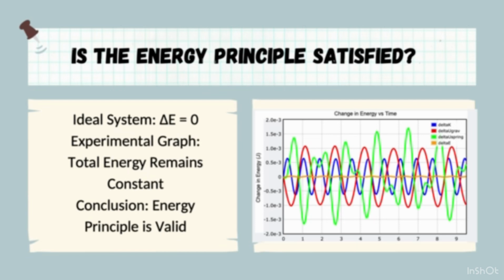So next, is the energy principle satisfied? In our model, no external forces act on the system, meaning the total energy should remain constant. And I think that my graph actually does confirm this. You can see there's a bit of discrepancy. The delta E is going a little bit up and down, but I would say for the most part, the change in energy was pretty much zero. So I would conclude the energy principle is valid.